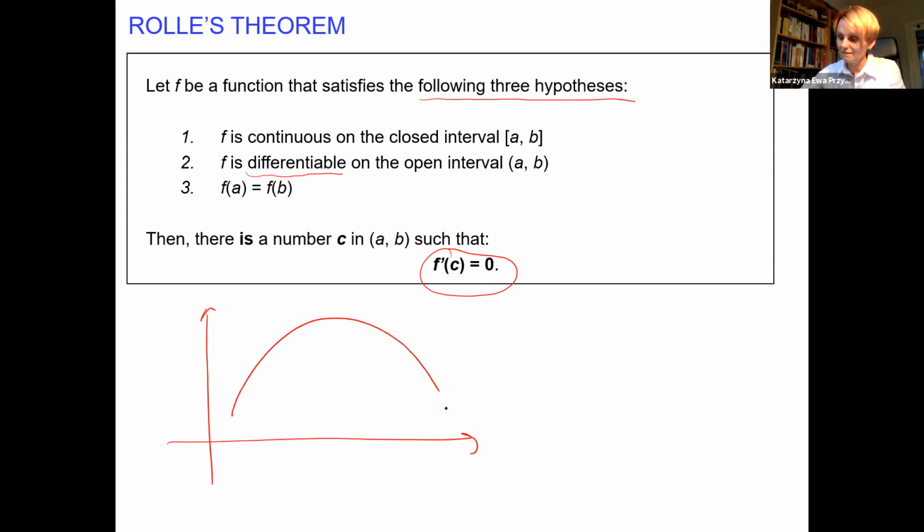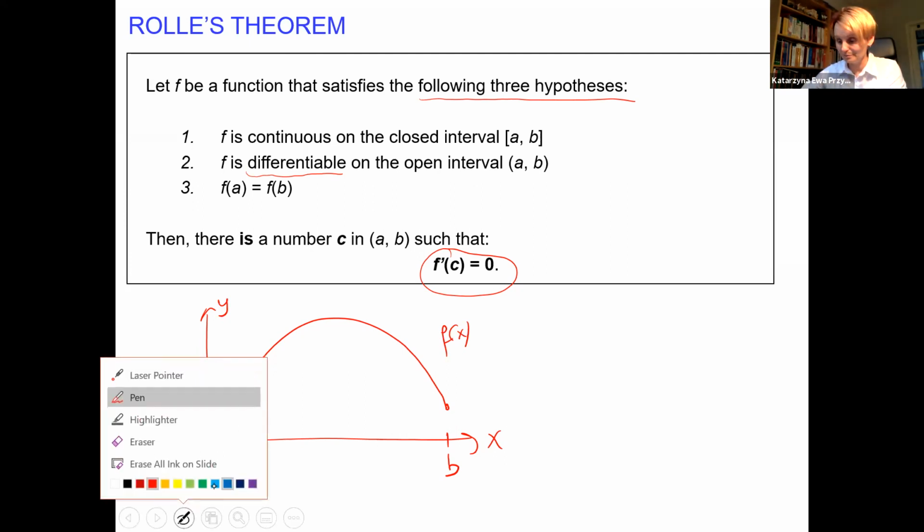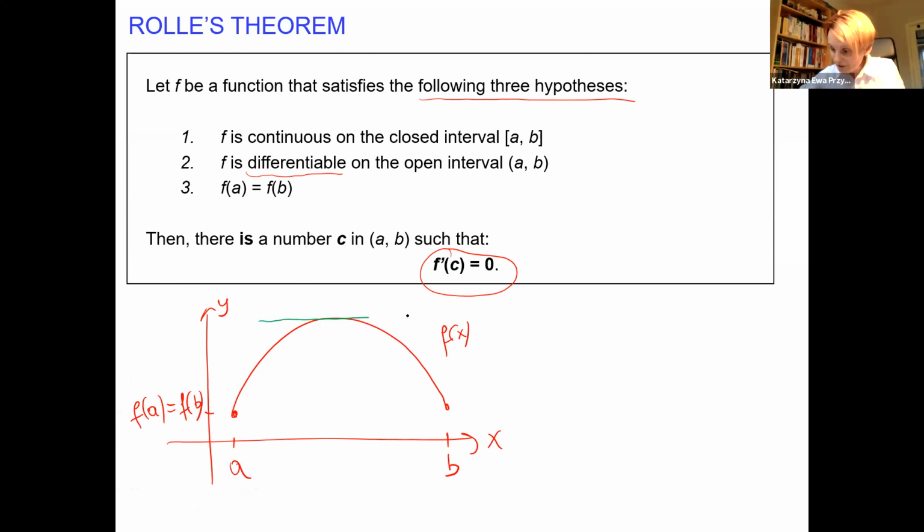Okay, we need something like this, because we need a and b to be the same. The values f of a and f of b to be at the same level. Okay, f of x is definitely continuous, definitely differentiable, because we don't see any corners, any gaps, any jumps. And we can definitely spot that if we have this condition, we will always find a point c where the tangent is horizontal. And that point c will always be between a and b.